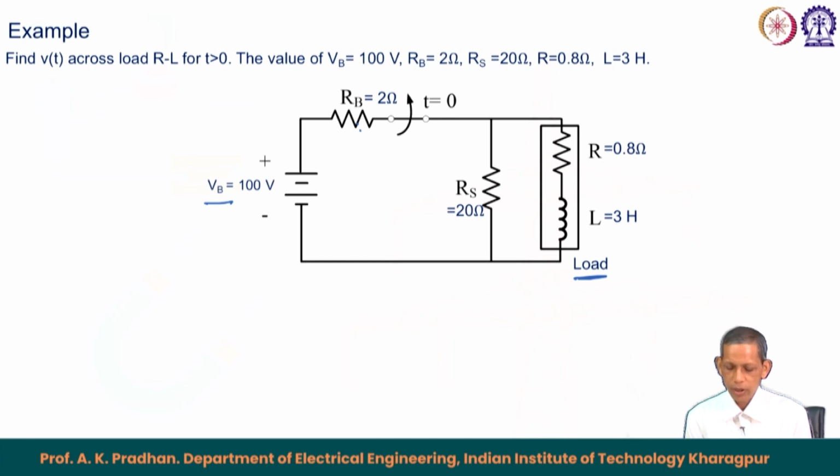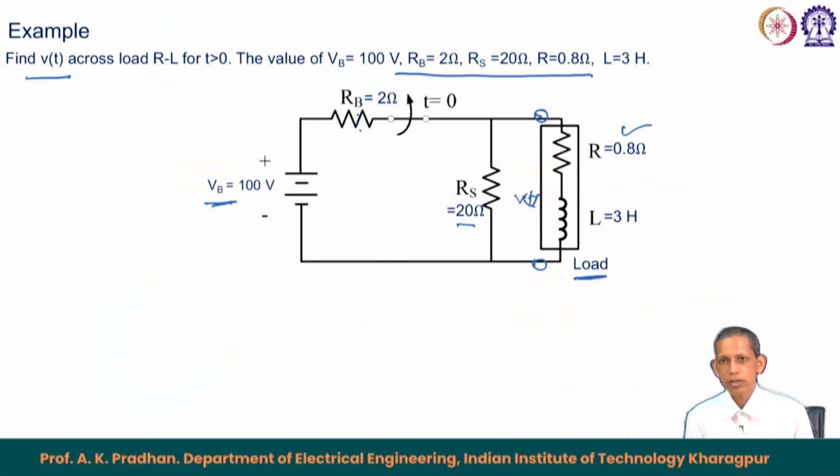The values are: battery voltage is 100 volt, the series resistance is 2 ohm, the shunt resistance is 20 ohm, and the load has a resistance of 0.8 ohm and inductor L equals 3 Henry. The question is to find V t across the load for t greater than 0. All the values are mentioned in the data sheet.